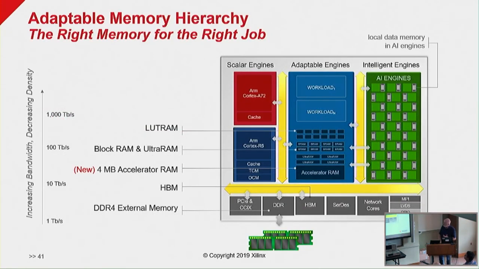So one of the key things is the memory hierarchy, and you see here from the distributed RAMs to the block RAMs. You've got the traditional block RAM at 36 kilobytes, and then the ultra RAMs at 288 kilobytes. There's a new accelerator RAM in some of the fabrics. Then you have HBM and external memory.